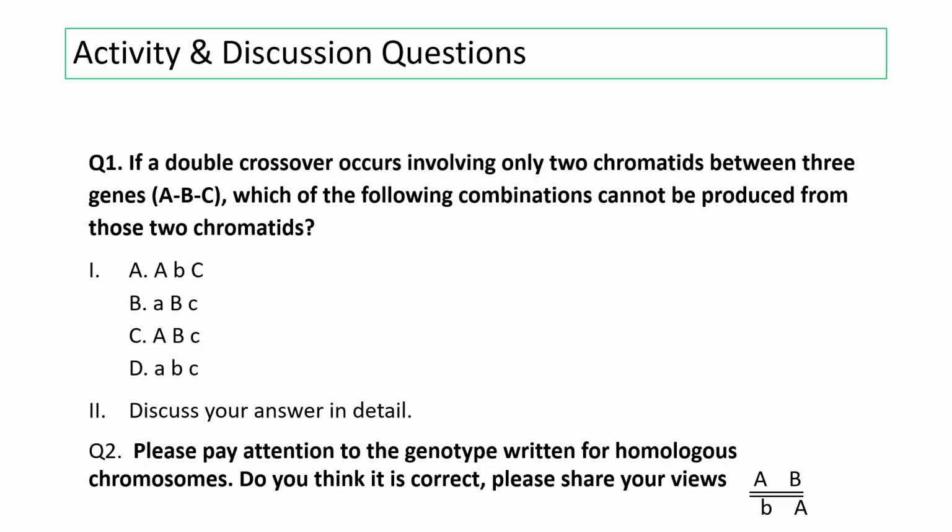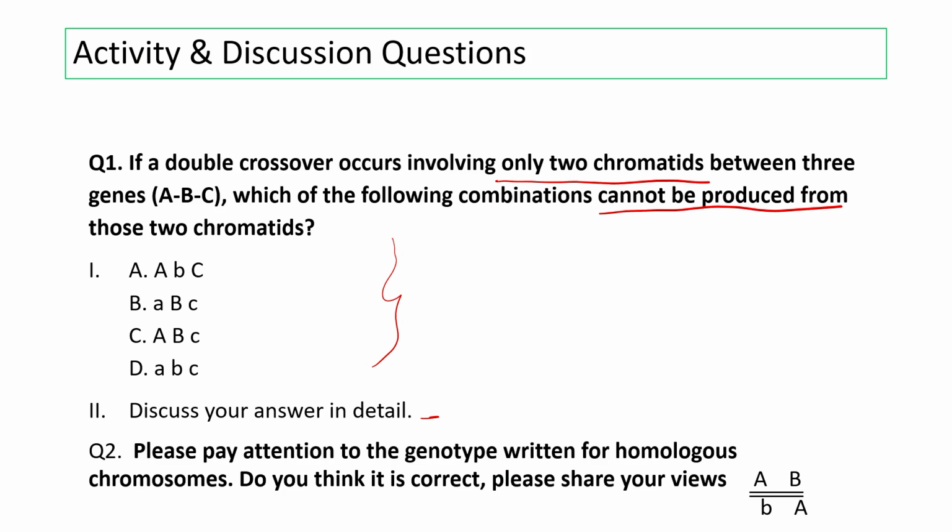I will leave you with these 2 questions. The first question is one that you need to solve. If a double crossover occurs involving only 2 chromatids, remember only 2 chromatids, between 3 genes, which of the following combinations cannot be produced? That is what you need to look at and let me know which are the combinations that you are not expecting to see, and I want you to answer in detail so that I can understand if you get the concept correctly.